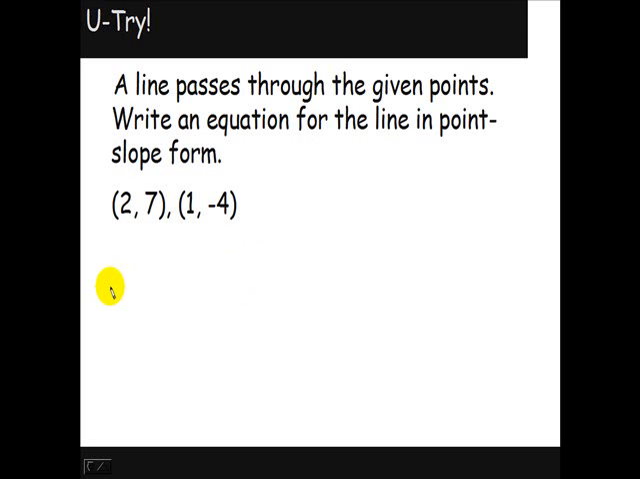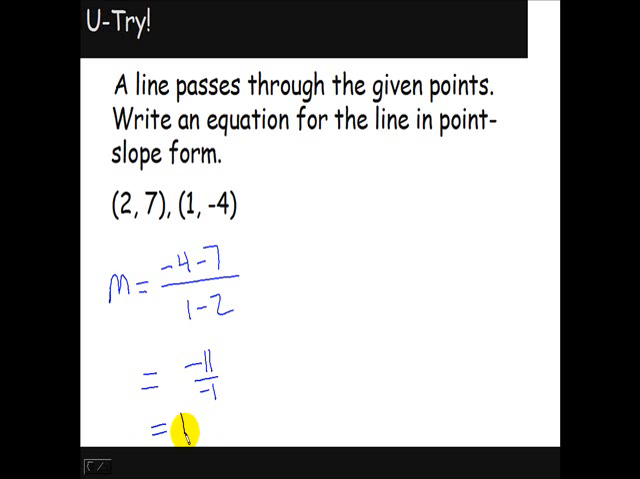Alright, I would find the slope first. So I've got my second y value minus my first y value, negative 4 minus 7, over my second x value minus my first x value. Make sure you always start with the same point here and end with the same point here. If you mix that up, it's going to cause problems. So I've got what, negative 11 over negative 1, which would reduce to just plain old 11.